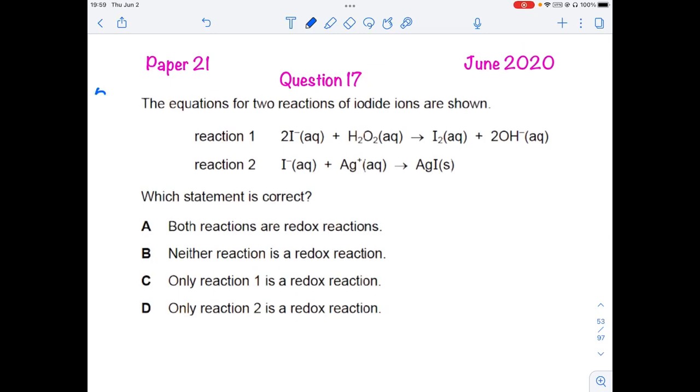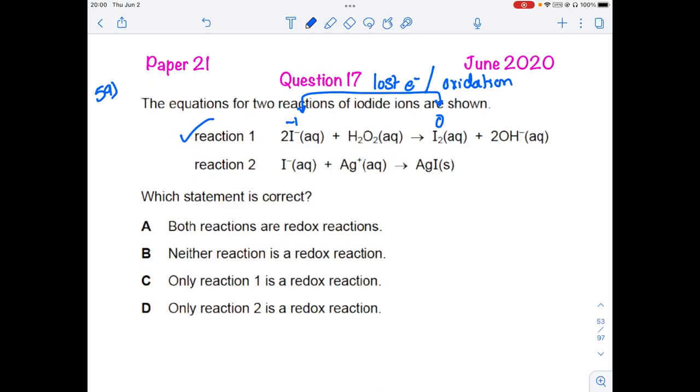Coming to the next question, question number 59 from June 2020, paper 21, question number 17. The equations of two reactions of iodide ions are shown. Which statement is correct? So we have to check whether they are redox reactions or not. So this was -1, it became 0. 0 means it has lost electrons. If it has lost electrons, it has undergone oxidation, which means it is a redox reaction. So reaction 1 is a redox reaction, that is for sure.